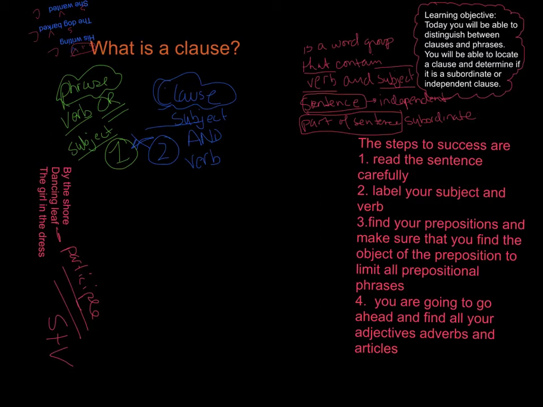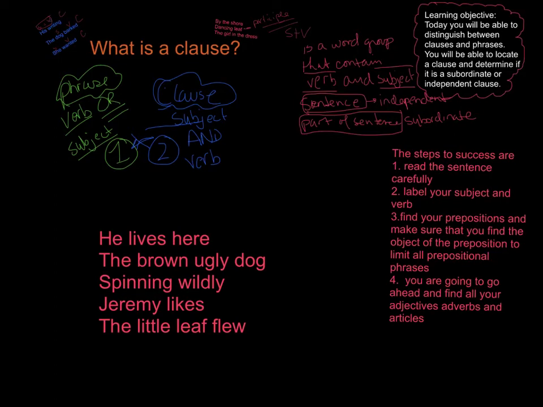Here are your steps. Make sure you listen, because some of you aren't listening and you don't know them. I will be questioning you every once in a while, and you better make sure you know these. Push-ups possibly again. The steps to success are: 1, read the sentence carefully. 2, label your subject and verb. Always find all of them. Find your prepositions. Make sure that you find the object of the preposition so that you can eliminate prepositional phrases. And last but not least, find all of your adjectives, adverbs, and articles. Let's see what you can do here. So read them all carefully.